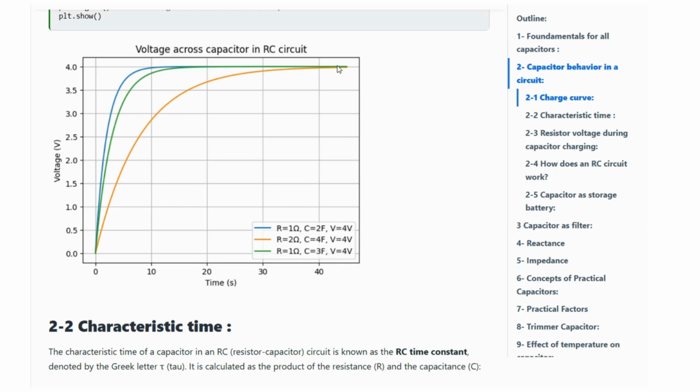It's good to know that in charging capacitors, after being fully charged, the voltage of them is completely equal to the voltage of the voltage source. So in this case, where the voltage source is 4 volts, it's very clear that it should get to the maximum value of 4 volts. But for example, in this blue line, 5 times 1 times 2 is 10 seconds, and you can see after 10 seconds, it reached the value of 4 volts.